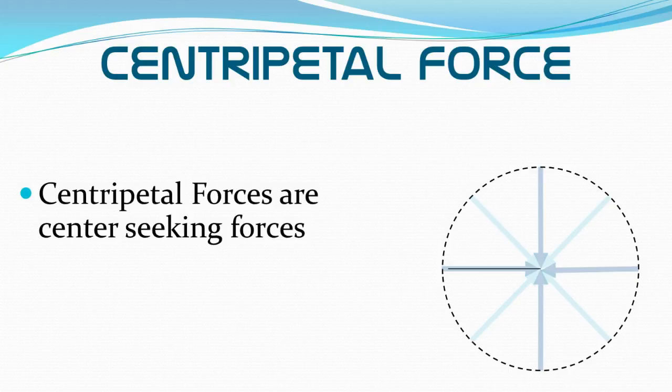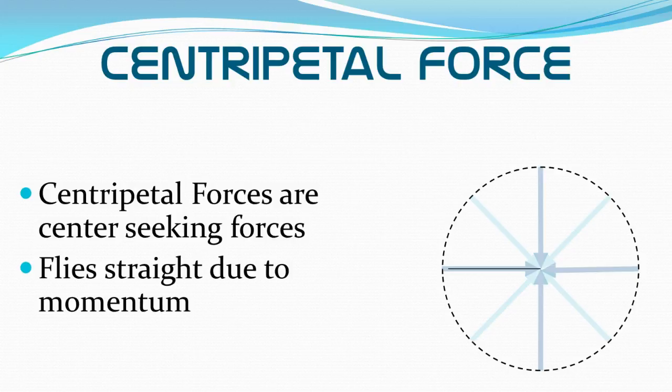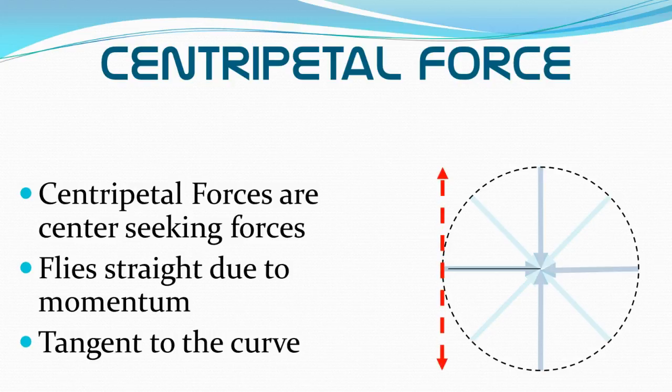Newton's first law describes inertia and momentum. An object in motion tends to stay in motion. So because of momentum, that object's going to move straight off. Specifically, it's going to move tangent to the curve. A tangent line is a line that crosses or intersects with a circle at only one singular point. It also creates a 90-degree angle with the radius, or in this case, the string.